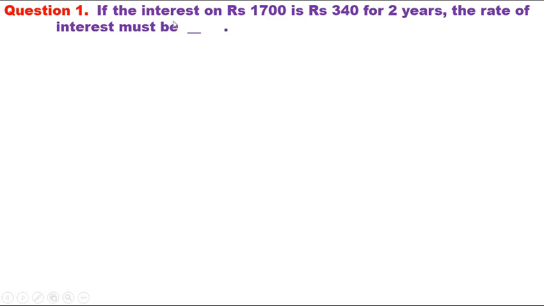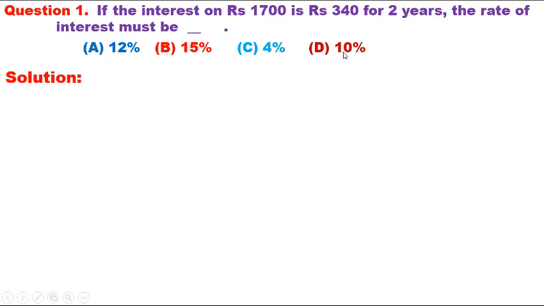Question first. If the interest on rupees 1,700 is rupees 340 for 2 years, the rate of interest must be 12%, 15%, 4% or 10%. The rate of interest is 10%.